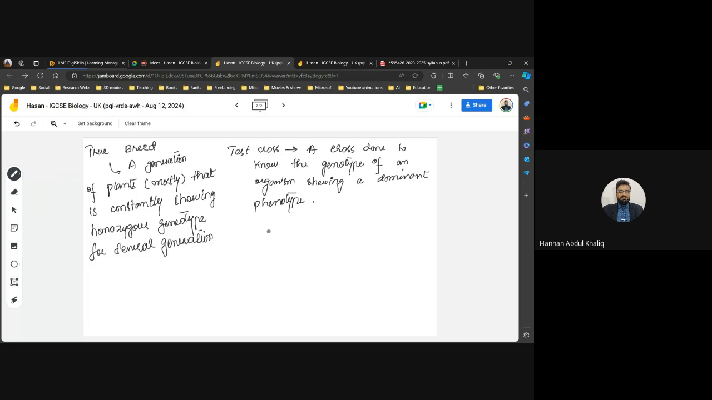Let's suppose there's a rabbit, and the rabbit is showing two colors. Black is dominant and white is recessive. Let's suppose our alphabet is B. The dominant allele is capital B and the recessive allele is small b. Obviously, if a rabbit is showing the white phenotype, what do you suppose its genotype should be?